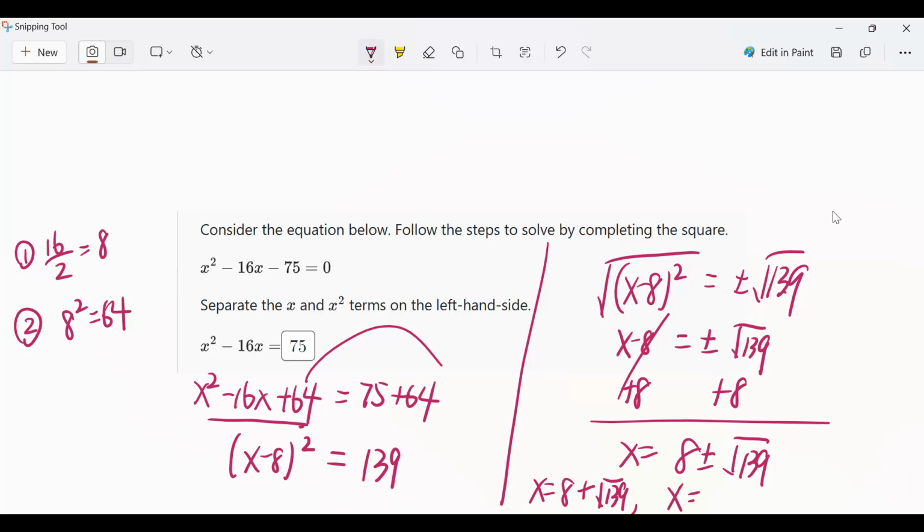And then the second value, x1, x2, right? It's x equals 8 minus radical 139. Any question about this?